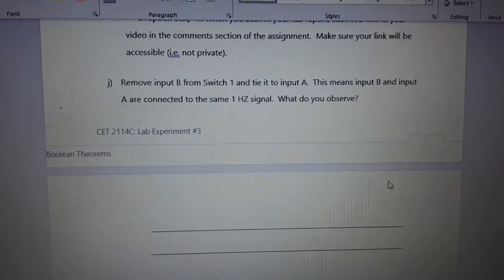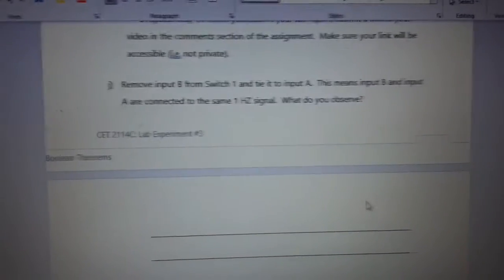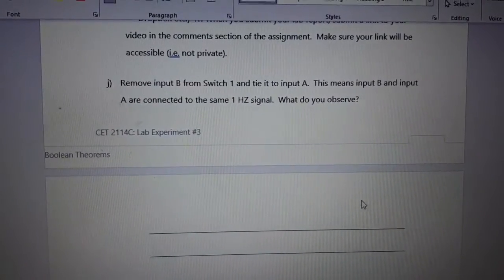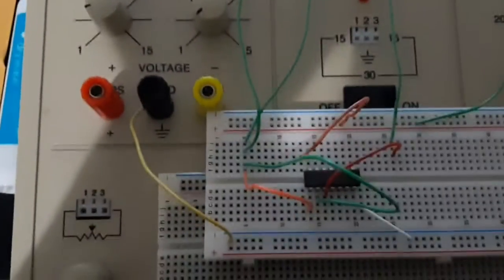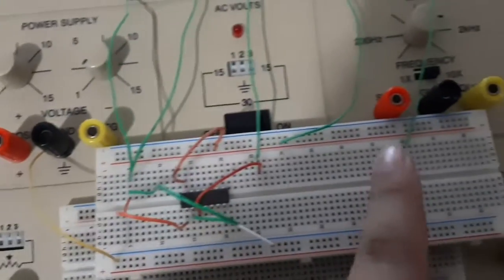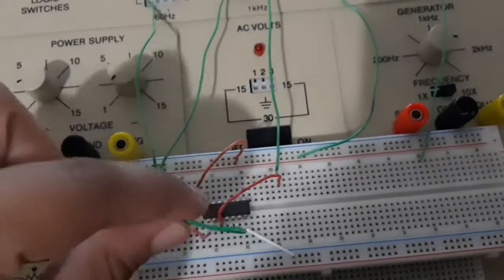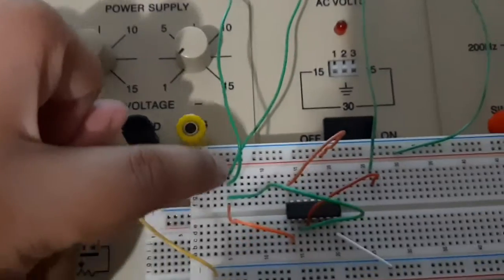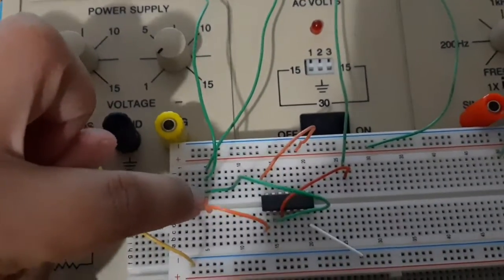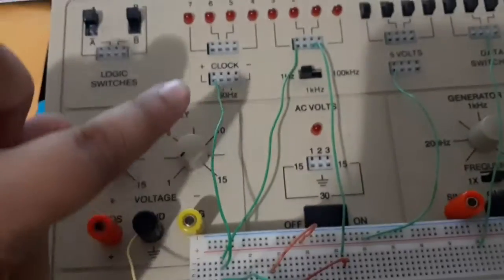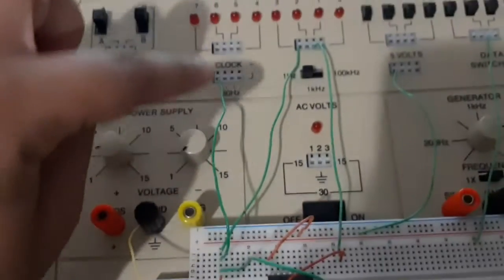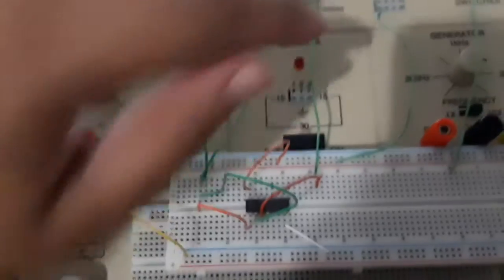Now, moving on to part J, it says remove input B from switch 1 and tie it to input A. This means input B and input A are connected to the same 1 hertz signal. Luckily, I have the 1 hertz signal jumped on this row. So I just disconnected pin 2, which is input B, from the switch, and I moved it here to this row that has the clock signal. So input A is connected to the clock signal in pin 1, and input B in pin 2 is also connected to the same square wave clock signal. So I'm going to turn this on.